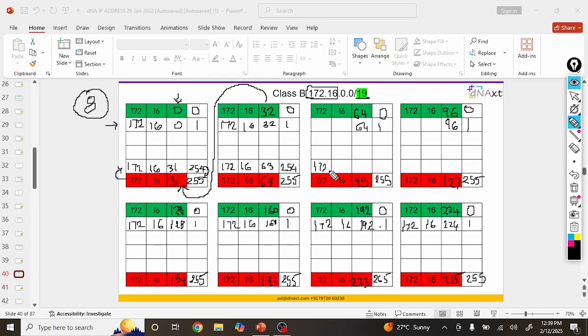Then 172.16.95.254, 172.16.127.254, 172.16.159.254, 172.16.191.254, 172.16.223.254, and last 172.16.255.254. This is all about /19.